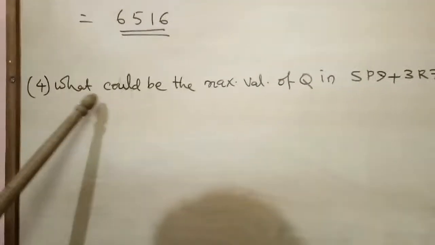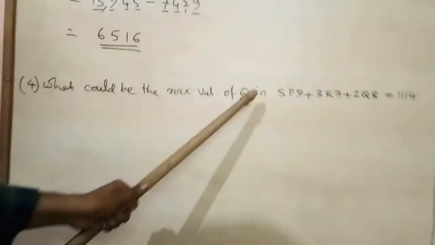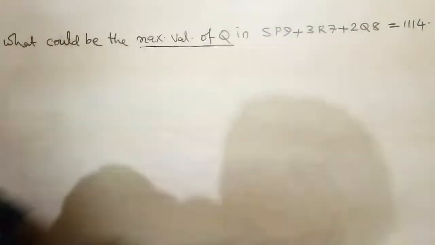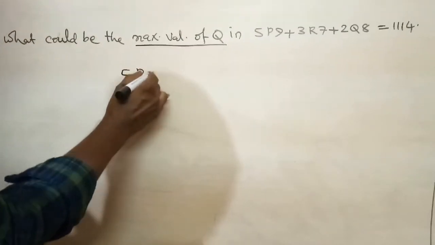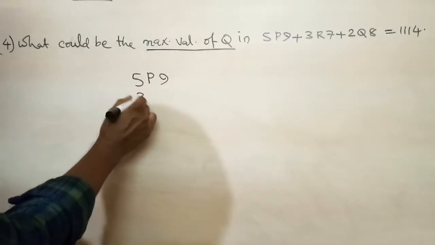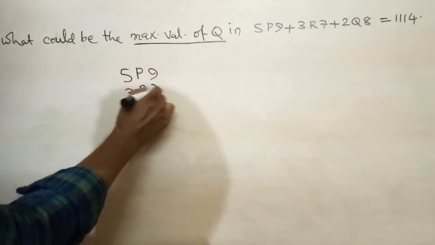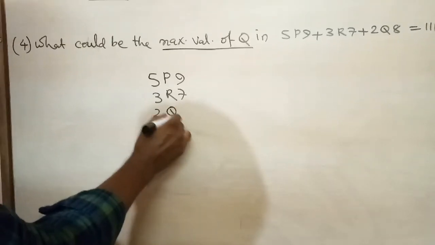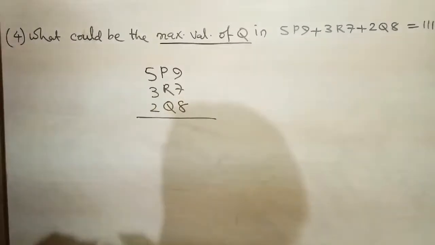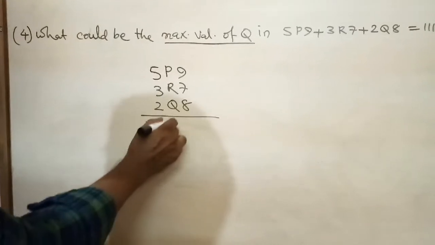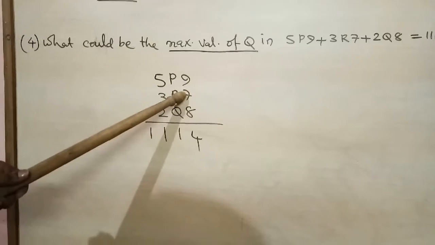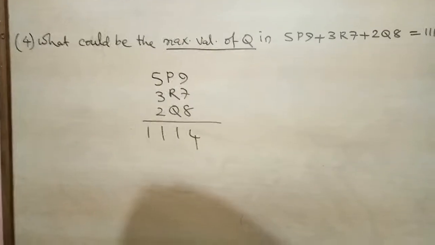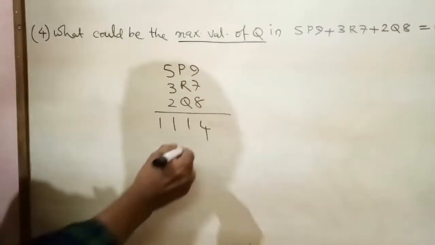Similarly, now what could be the maximum value of q in this sum? Here, in the classical way, 5p9, 3r7, 2q8 is equal to 1114. See, 8 plus 7, 15. 15 plus 9, 24.